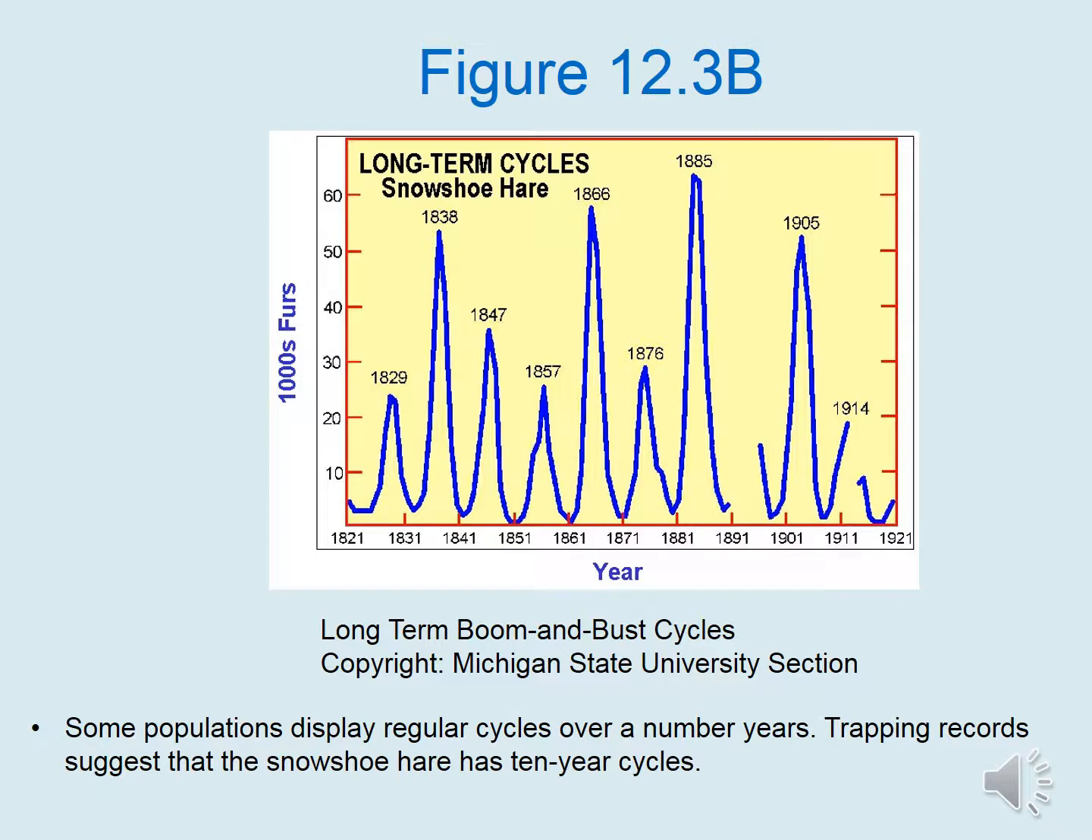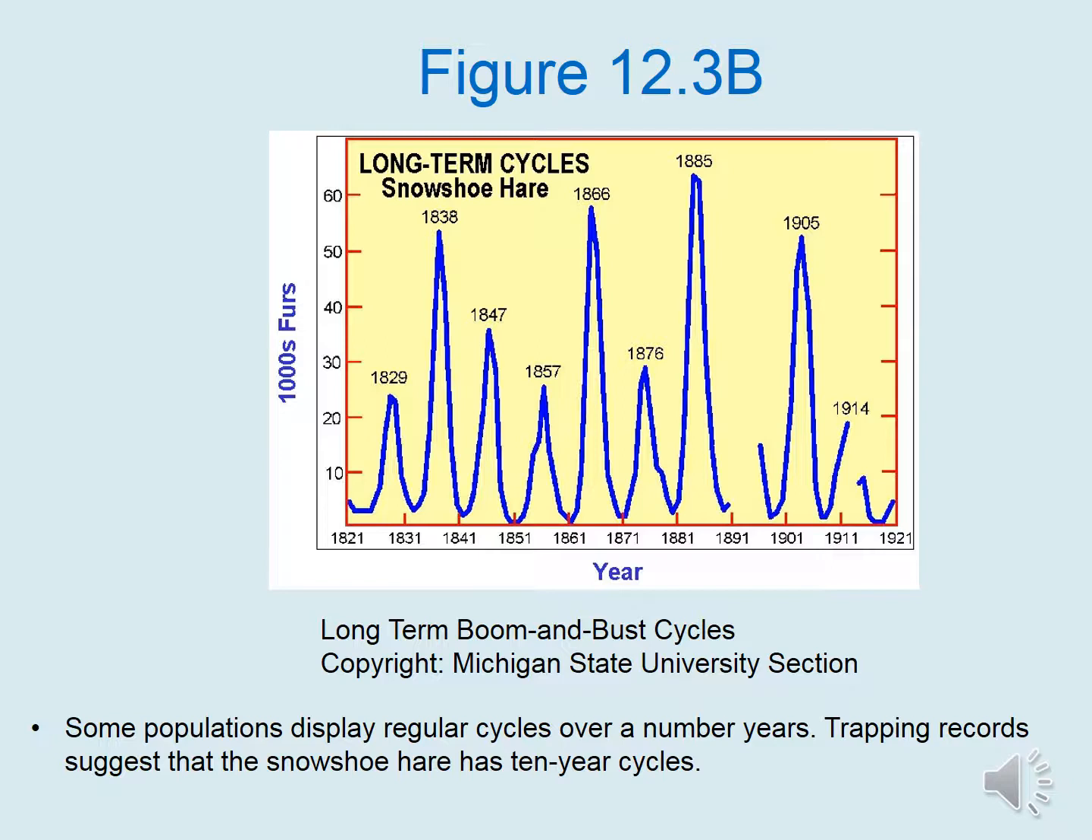Finally, this graph represents long-term boom and bust cycles, in this case for the snowshoe hare. A hare is similar to a rabbit, and in this case the term snowshoe comes from the fact that these hares have large feet that allow them to easily navigate snow in the winter. This is important since they are primarily found in the northern United States and Canada, where the ground is covered with snow for many months out of the year.